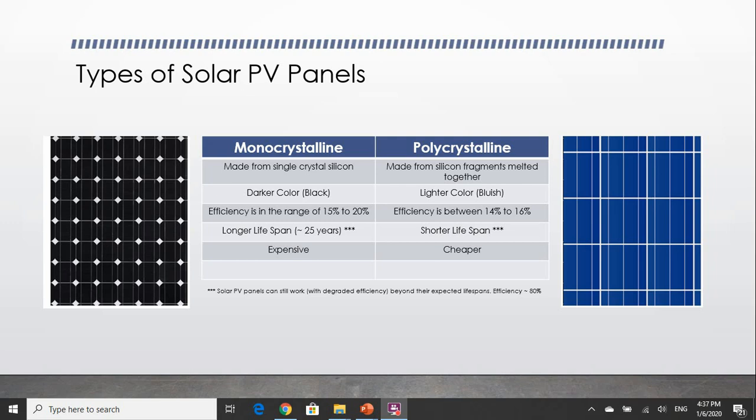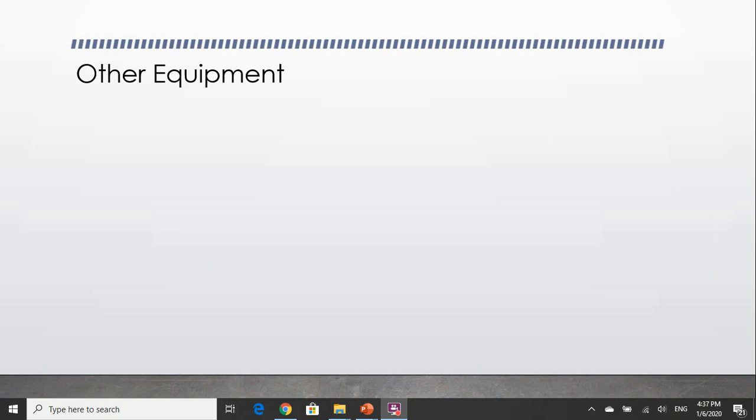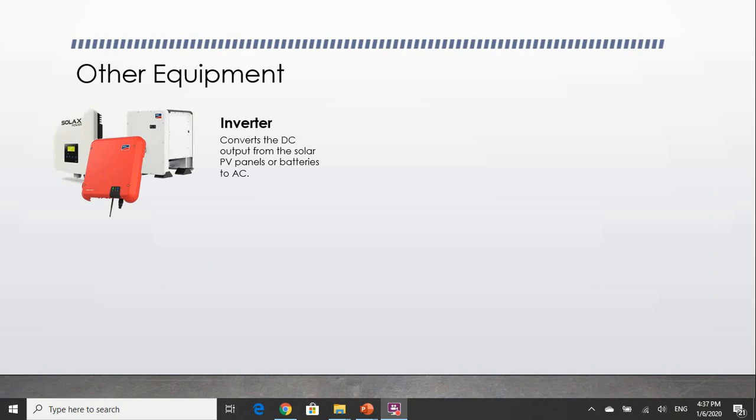In installing a solar power system, you don't just need a solar panel. We also need other equipment, such as an inverter. The inverter converts the DC output of the solar panels to AC to be used by the common home appliances.